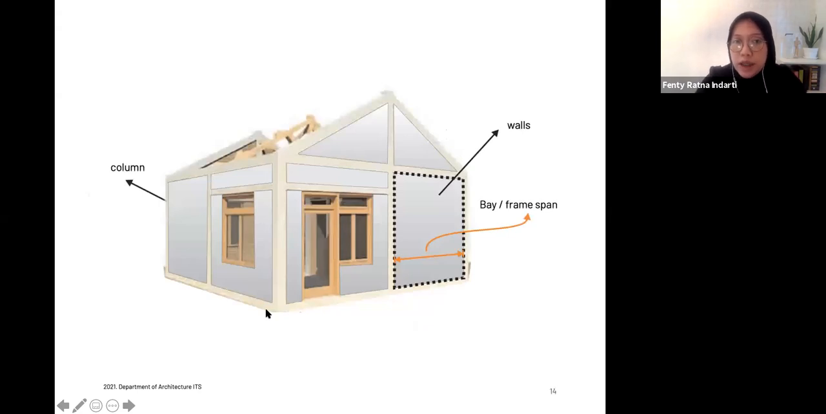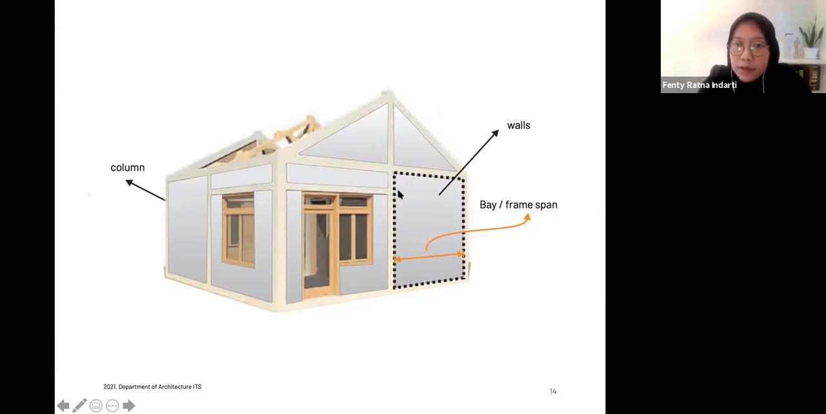And this is what it looks like in real life. So you have columns here usually, and then you have walls inside it. And then this is the span that is usually filled with the walls or brick. And actually what we call walls is sometimes just a combination of the columns and also the beams. So inside it is what we call a non-load bearing wall, but it depends on how we construct it. It becomes a load bearing wall if the construction is quite different.